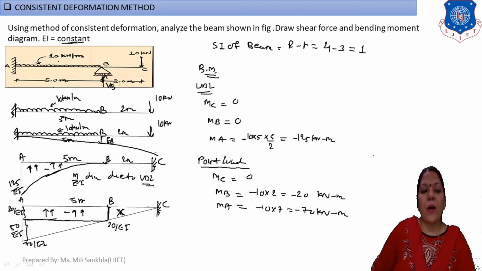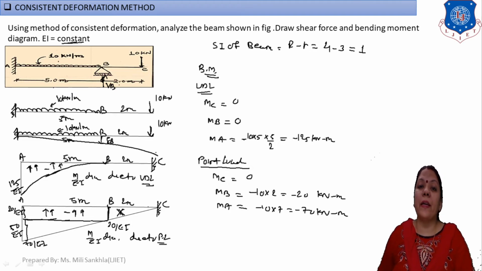The distance is given as 5 meter, and this distance is 2 meter, and this is known as the M upon EI diagram due to point load. This is our M upon EI diagram due to point load.